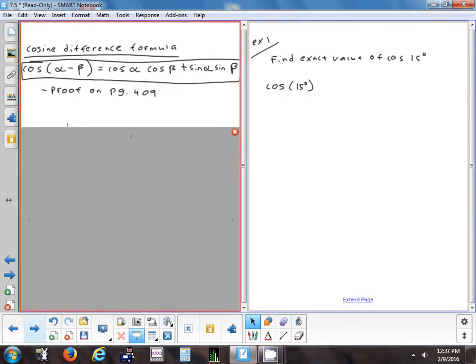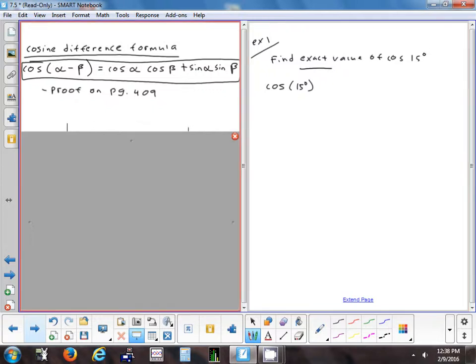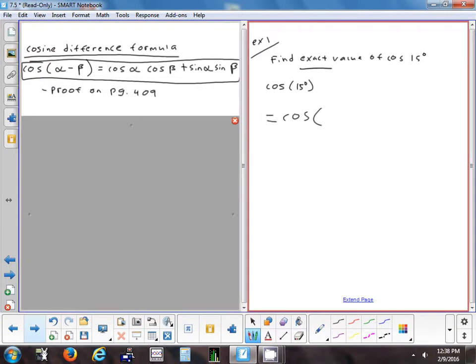All right, so where we can use that formula, at least numerically, is to figure out something like this. Okay, I want to find the exact value of cosine 15. And the way we're going to do it is we're going to rewrite 15. We're going to write it as a difference. Okay, but we have to pick numbers that we know how to work with. The numbers that we know how to work with are anything that's a multiple of 30, and anything that's a multiple of 45.